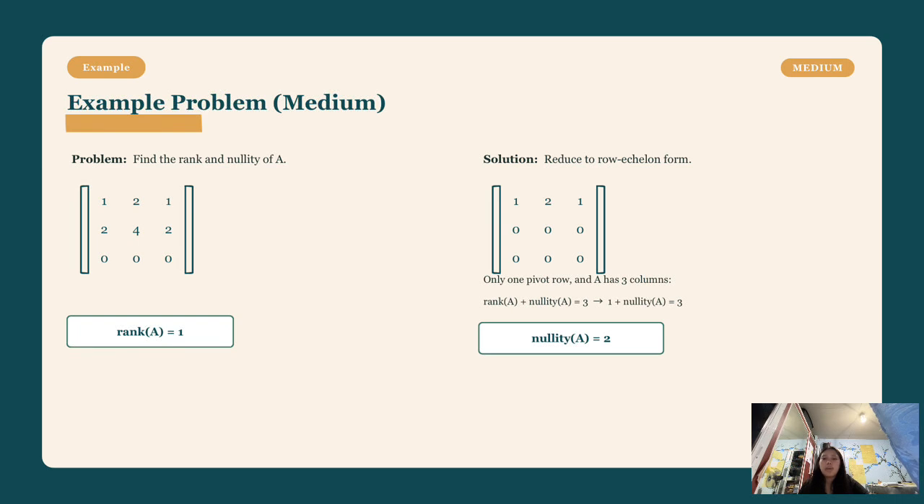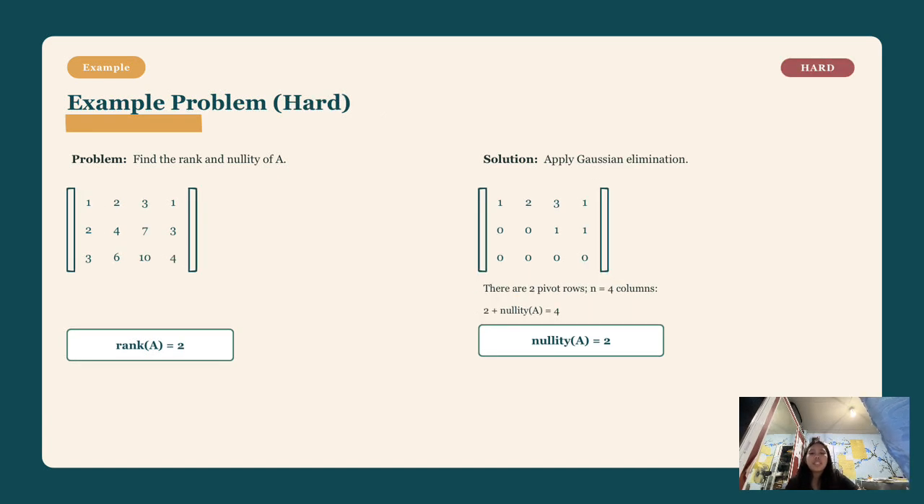Now let us determine both the rank and nullity. After row reduction, only one pivot remains. Therefore, the rank equals 1. Next, observe that the matrix has 3 columns. Using the rank nullity theorem, rank plus nullity equals 3. Substituting the rank, 1 plus nullity equals 3. Subtract 1 from both sides. Therefore, the nullity equals 2. This means there are 2 free variables in the corresponding homogeneous system.